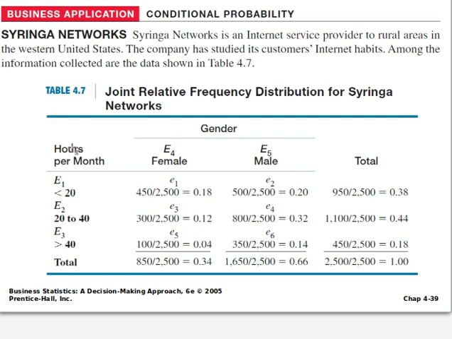Here in rows is E1, event 1, event 2, event 3. Event 1 is less than 20. Event 2 is 20 to 40, while event 3 is greater than 40. And event 4 here is divided between the gender. Event 4 is female, and event 5 for males.